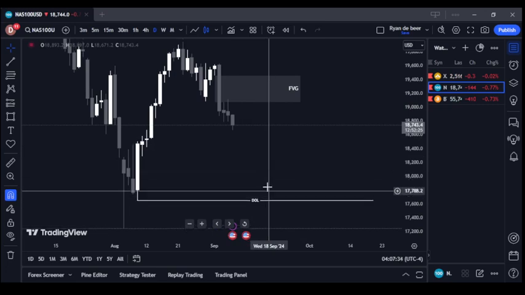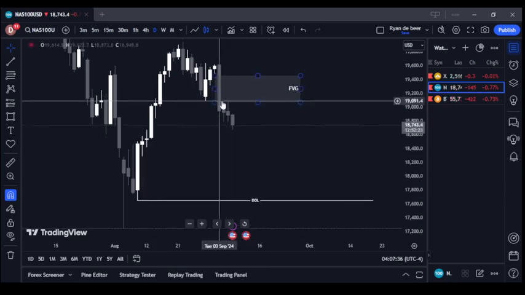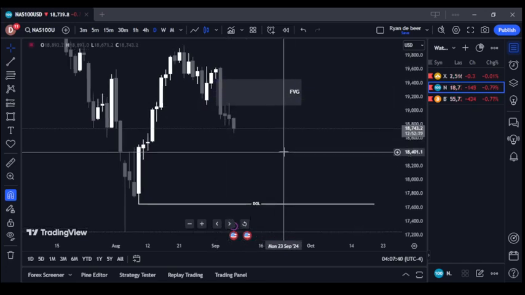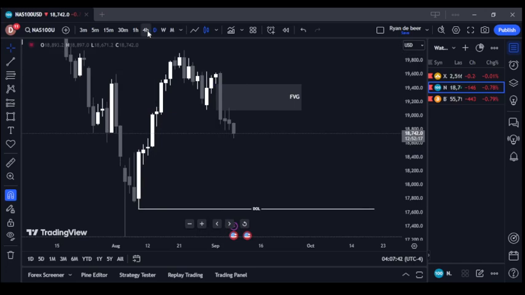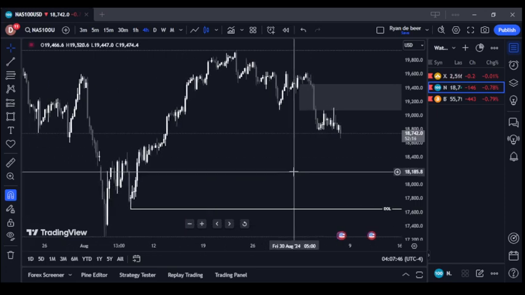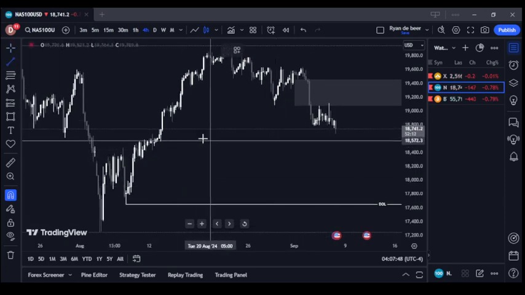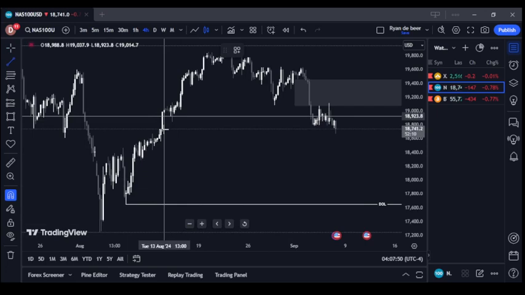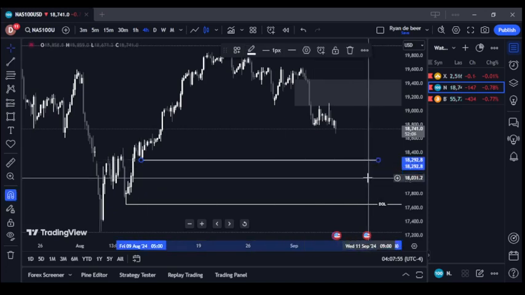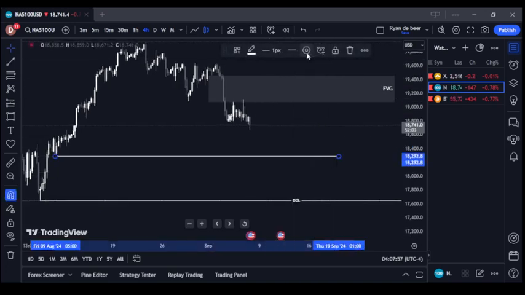As you can see, price actually came in and swept and filled in this daily fair value gap that we got here. So if we drop down to the 4 hour, you can see that we did fill in this lower draw on liquidity over here. Let me just mark out this draw on liquidity that we've got here.